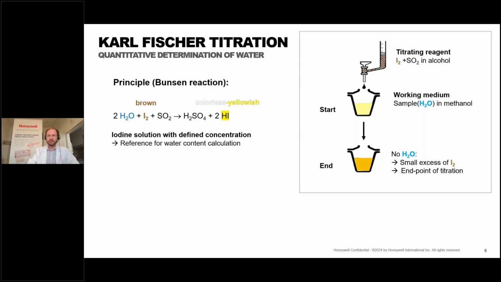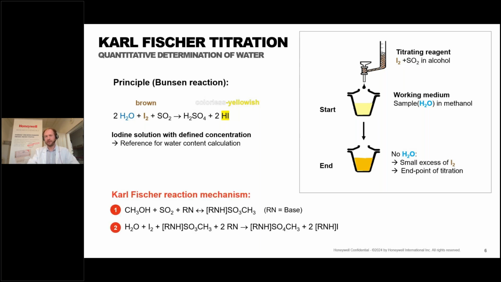So it's a very simple mechanism, the way I described it here, but in reality it's of course a little bit more complicated because several equilibria are involved in the reaction, and it is also important to have a well-working base inside the reaction to be able to buffer the acids that are produced during the reaction. Without a base, the Karl Fischer reaction would come to a fast end and would provide wrong results.